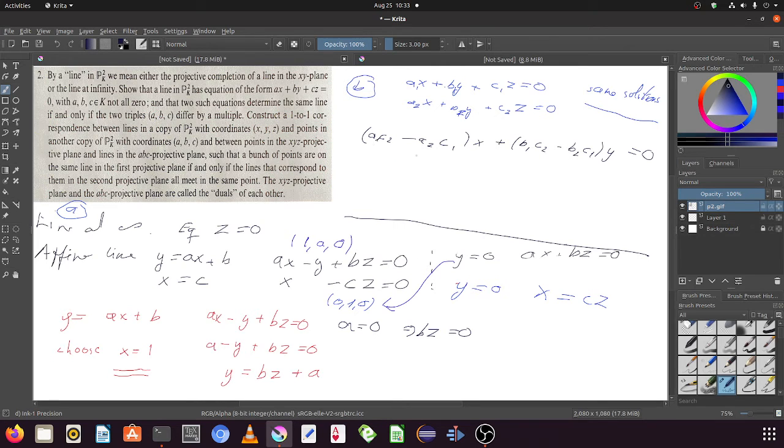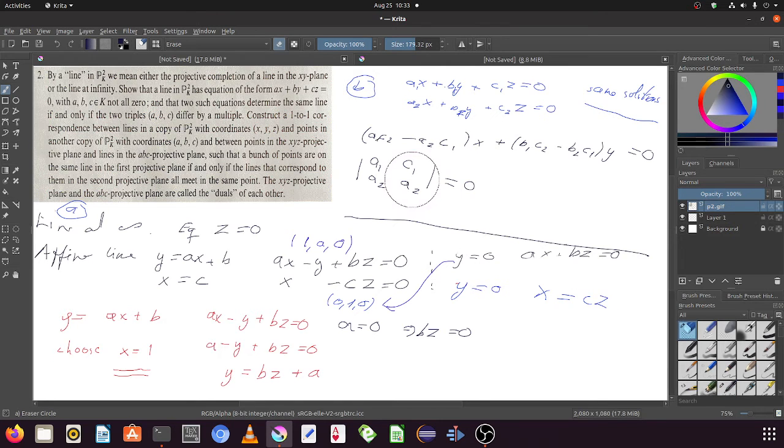Well, let's see if we can finish it. If these determinants vanish, that should be a C. Then either one of these vectors is not, or they are proportional. So that seems to be a way to go about it.